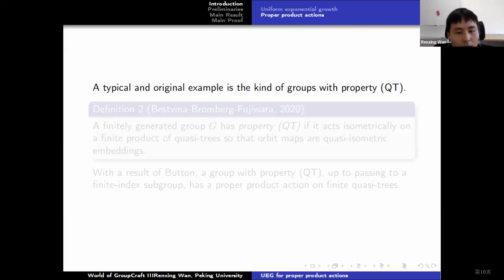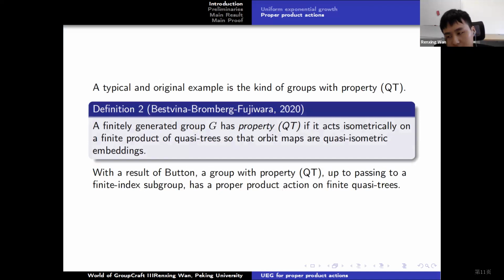Okay, so why do we think about this kind of group action? A typical and original example for us is the class of groups with property QT. This concept was proposed by Bestvina, Bromberg, and Fujiwara. They say that a finitely generated group G has property QT if it acts isometrically on a finite product of quasi-trees so that the orbit map is a quasi-isometric embedding.